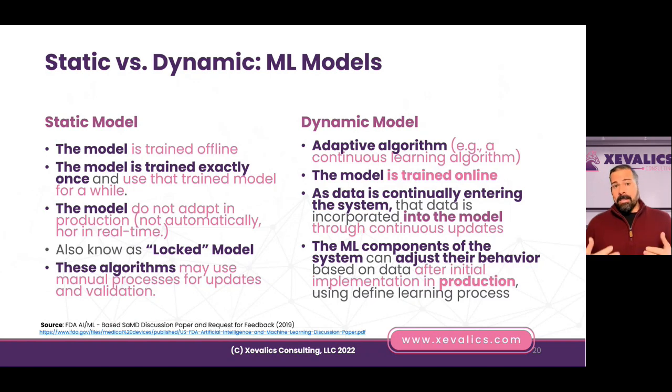Different from that is a dynamic model. A dynamic machine learning model is an adaptive algorithm, a continuously learning algorithm. The model is trained online as data continually enters the system, and that data is incorporated into the model through continued updates. The machine learning components of the system can adjust their behavior based on the data after initial implementation in production, using a defined learning process.